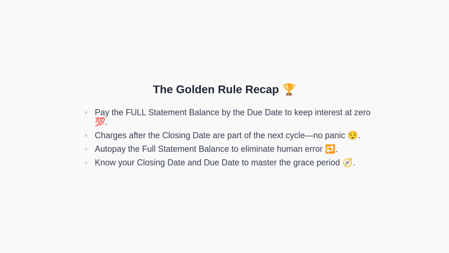To recap the most important points, always pay the full statement balance by the due date to keep interest at zero. Charges after the closing date fall into the next cycle, so there is no need to panic if you have paid the prior statement in full. Set autopay to the full statement balance to remove human error. Finally, track your closing date and due date to control your grace period.